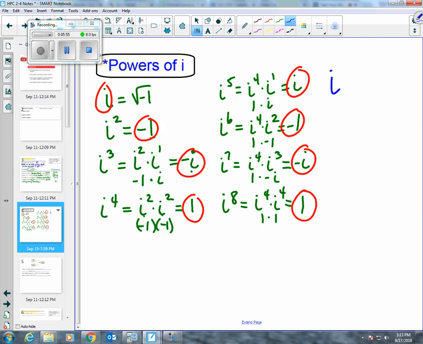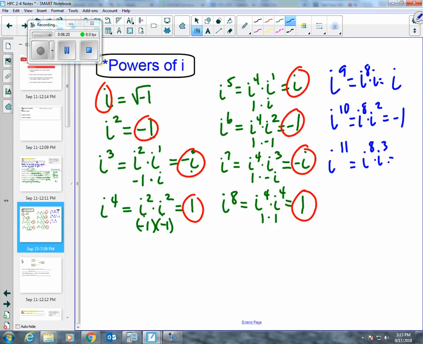So if I did i to the ninth, could you predict what that answer would be? Well, it should be i, because that would come from i to the eighth times i. You could do the arithmetic. How about i to the 10th? Oops, not -i, -1, right? Following the pattern. So it would be like i to the eighth times i squared, so -1. How about i to the 11th? Well, that would be like i to the eighth times i cubed. We're back to that i cubed, so -i. To the 12th, I would do 8 and 4. Back to that 1, and it keeps cycling through.